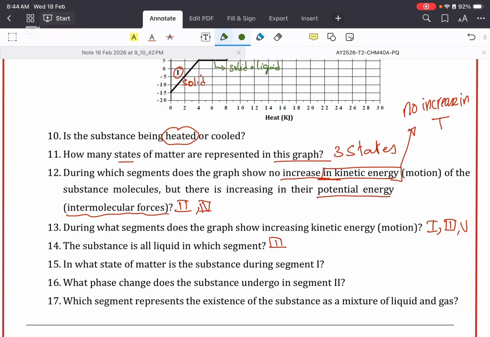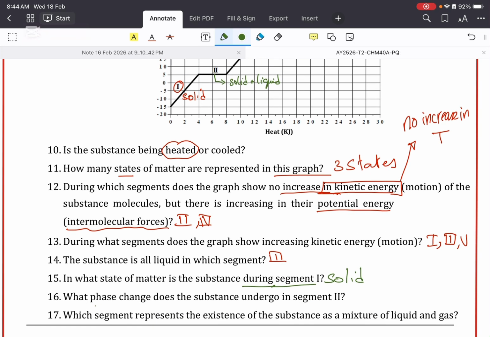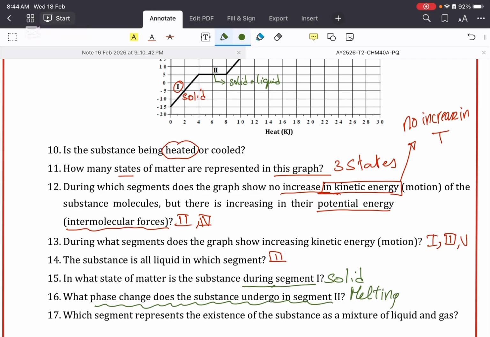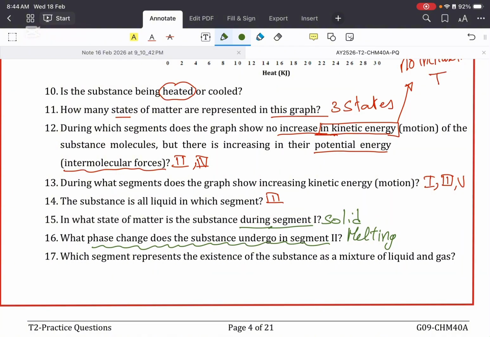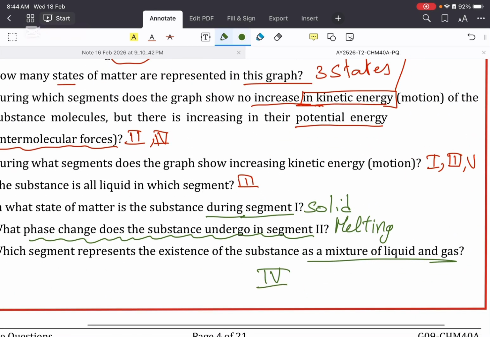So the next question, in what state of matter is a substance during segment 1? It is solid. What phase change does the substance undergo in segment 2? The phase change is called melting. It's a change from solid to liquid. Which segment represents the existence of the substance as a mixture of liquid and gas? It's in IV.